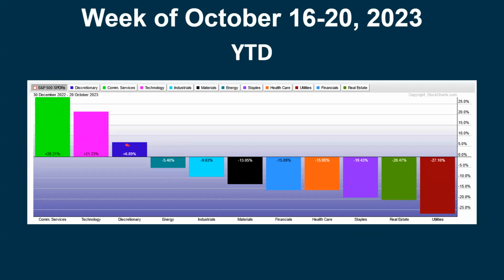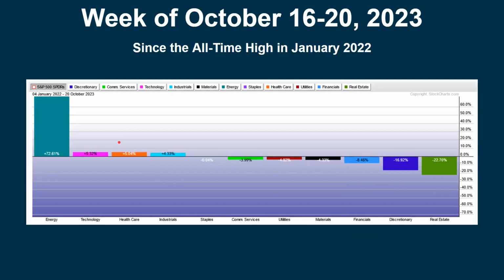They're off of their highs, but they're still positive going back to the beginning of 2023. Going back to the all-time high, we still have energy, which is doing the best. Tech, healthcare, and industrials are positive. All of the other sectors still remain negative.